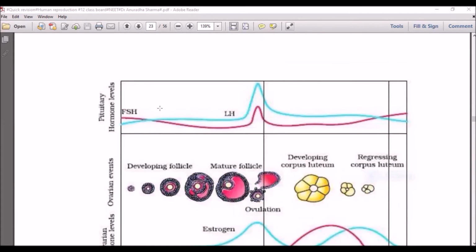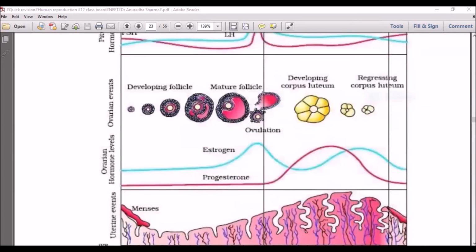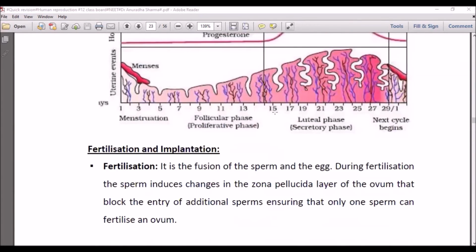Here we can see that pituitary hormone levels are also indicated, and both the levels are high on the 14th day, that is in the mid-cycle. So this is the diagram of the menstrual cycle.